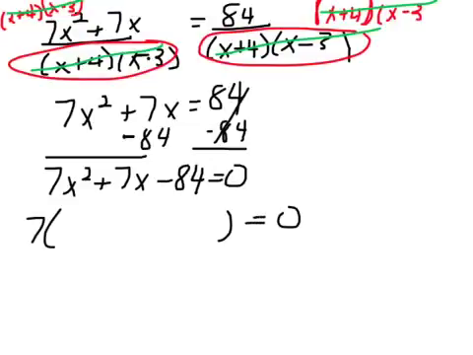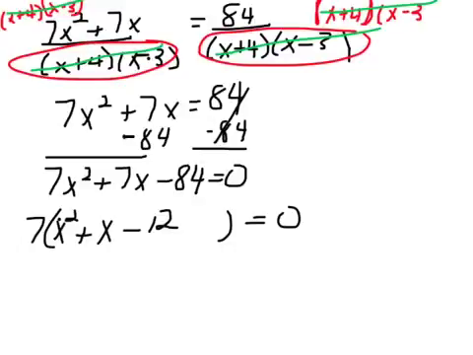If I factor the 7 out, 7x squared, take out 7, would be x squared. 7x, take out 7, would just be x. And 7 goes into negative 84. Y'all might want to check the math on this, because I think it's 12. Yes, it's 12. Hallelujah.